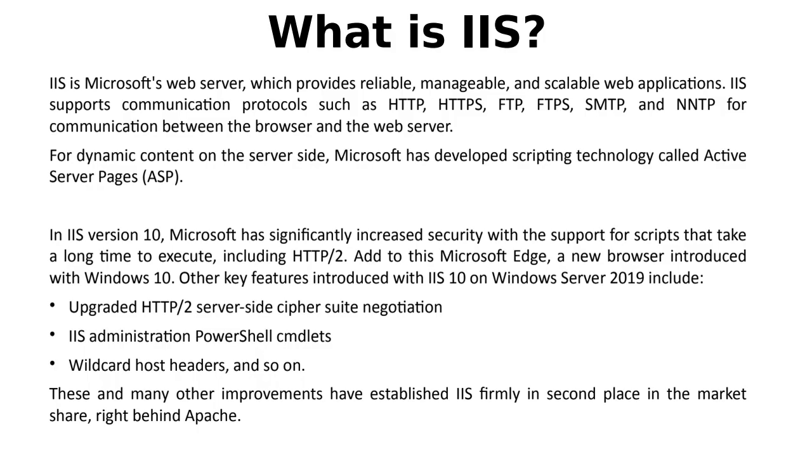Now, other features in IIS 10 on Windows Server include upgraded HTTP/2, which we already mentioned, and server-side cipher suite negotiation. Okay, so this is significantly increasing the security. Also IIS administration, PowerShell, and wildcard host headers, and so on. Okay, and there are other improvements, but for this chapter we only mention some of them. Okay, and inshallah we will have a lab also on web services.